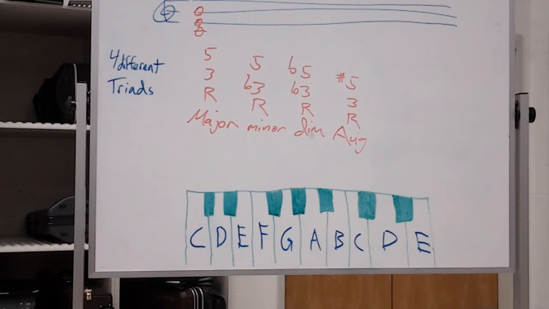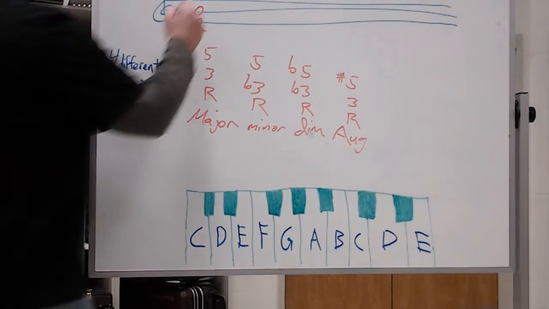Okay, welcome back. In video 1, we discussed the 4 different triads in root position in a major key. So what we're going to do now is examine how each one of the notes of a major scale can support a root position triad and which kinds of triads we find in a major scale.